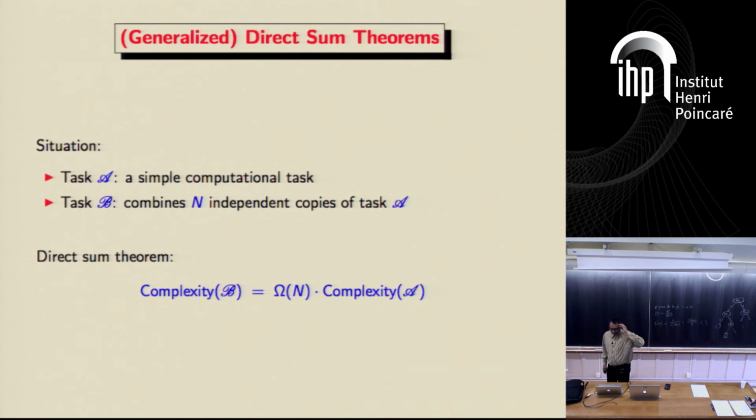All right, so the paradigm is used for proving lower bounds which have the following form, in some loose sense. There are two different tasks. There's task A, which is some kind of simple computational task, and there's task B, which is a compound task that consists of or somehow combines n independent copies of task A. Under these circumstances, a direct sum theorem will be something that says that the complexity of task B grows with the number of instances, so it is Omega(n) times the complexity of A. Now that isn't always true, but when it is true, we say that there is a direct sum theorem.